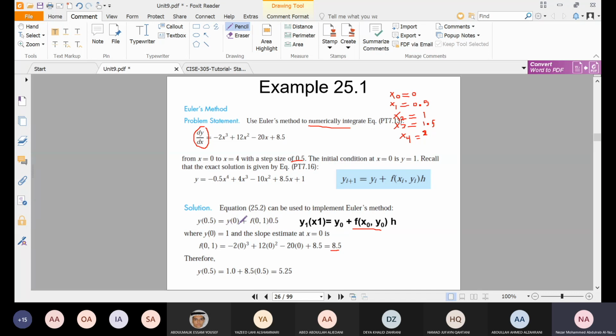And the value of y at 0 is given, it's equal to 1. The value y0 is 1, this one. And this is the value of the slope, 8.5. And this is the value of h. So now the new estimate y1 just equals this value.